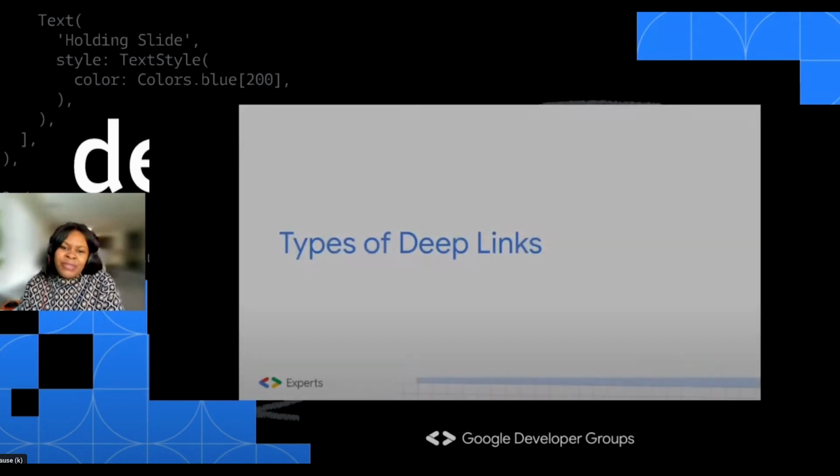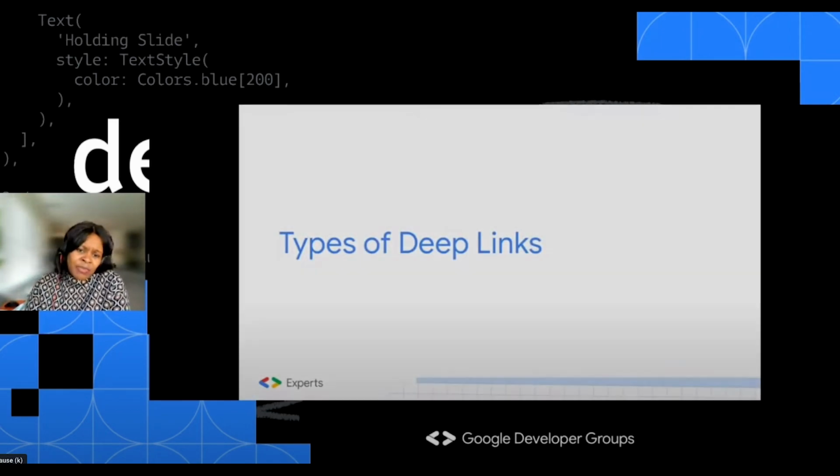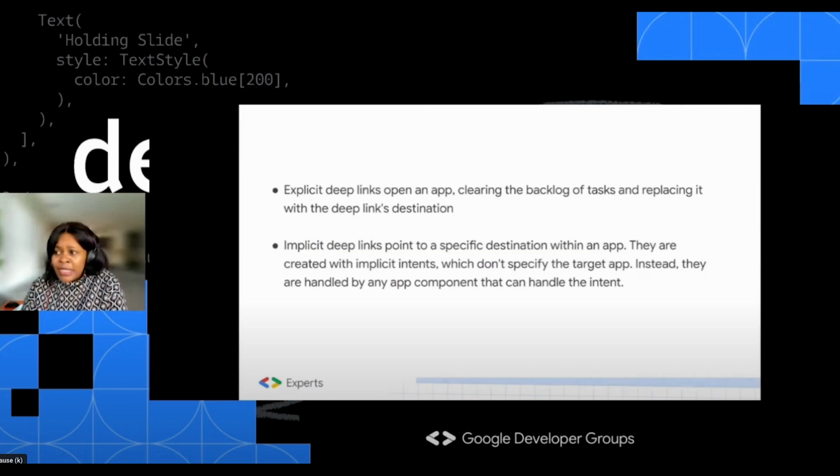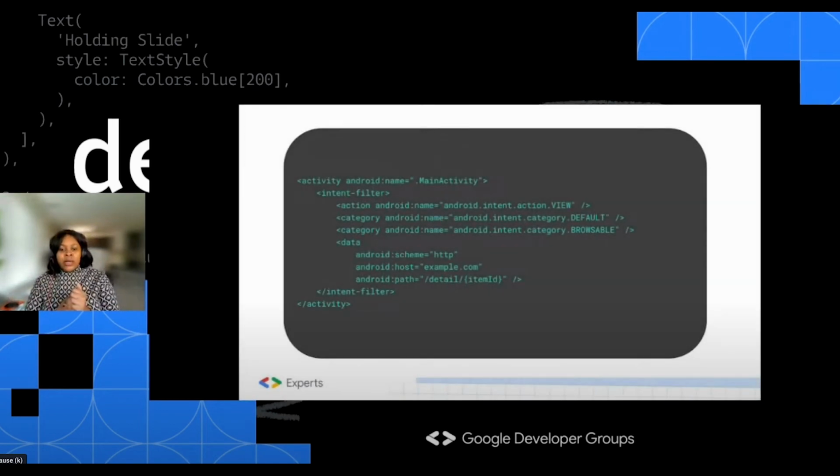Now, how does deep linking actually work in Jetpack Compose? There are different types of deep links. First, as you can see there, we have the explicit and also implicit deep links. And here's some cool pseudocode that I showcase on this, so when you get time, you can look into this.